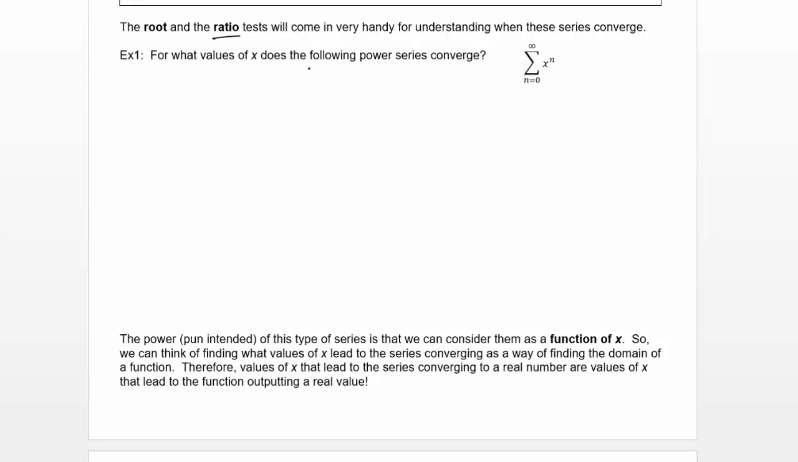For what values of x does this following power series converge? What are some x's I can plug into this, and then add up all the terms, and then see if I get a single real number, or do I get some crazy infinity nonsense? So we recall the ratio test. It says that I should find the limit as n tends to infinity of each term in the series divided by the previous term. In this case, the terms in this series are x to the n, so I want the next term divided by the nth term.